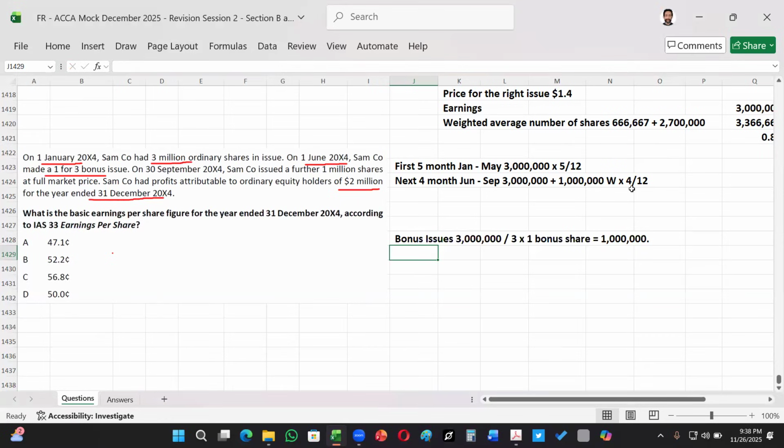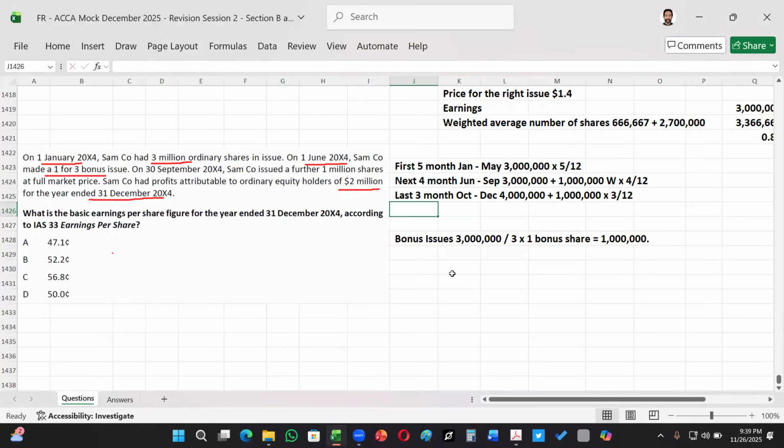So this situation lasted for 4 months, and then we had the last. Clearly, if we had the 5 months and the 4 months, how many months are left? 3 months. So the last 3 months, that is October, November, and December. For those last 3 months, we had 5 million shares, because we had 4 million plus 1 million new issue. We had the normal issue. This was not bonus or rights. So we had that situation for 3 months.